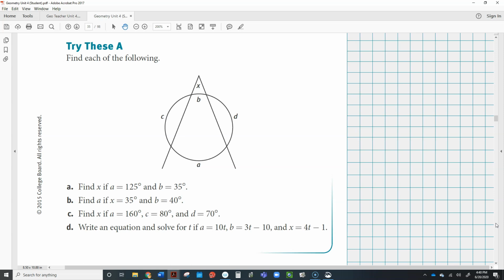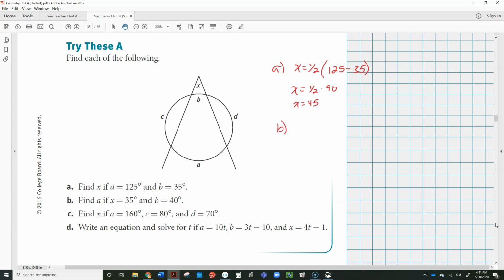Find X, that's what we've got to do. So A is 125 and B is 35. So for A right here, the angle, which is X, is equal to 1/2 the big arc, A is the big arc, 125 minus 35. And I believe if you subtract those two, you get 90. And then half of 90 is 45.